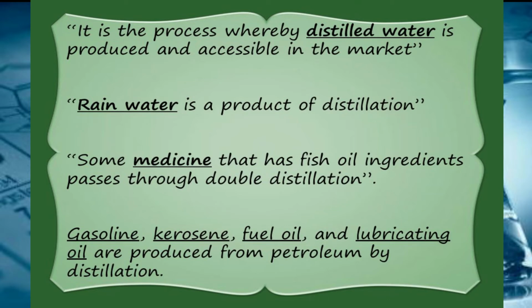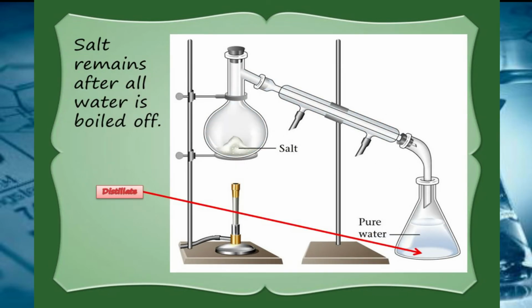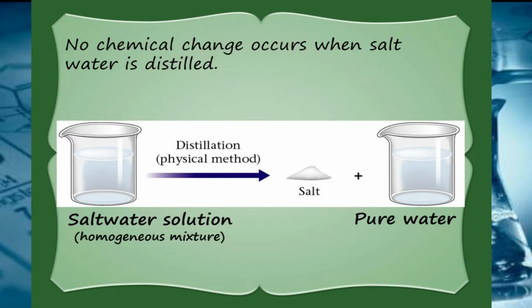Gasoline, kerosene, fuel oil, and lubricating oil are produced from petroleum by distillation. The solution is boiled and steam is driven off. Salt remains after all water is boiled off. To separate a salt solution, it undergoes the process of distillation to separate the two components, which are the salt and water. No chemical change occurs when salt water is distilled.